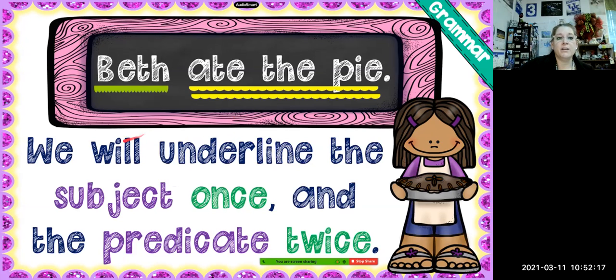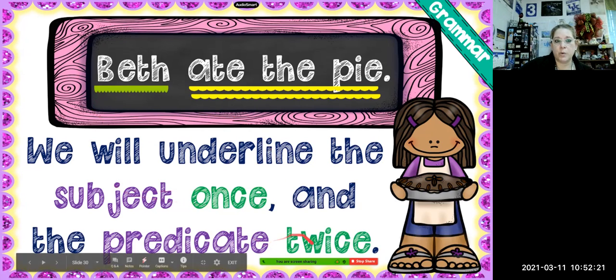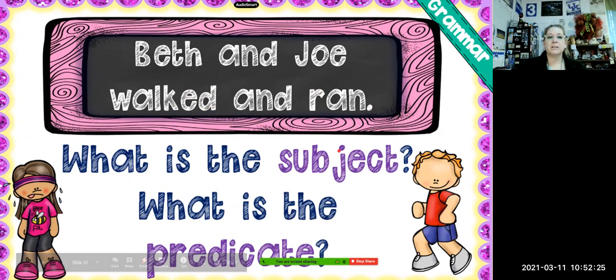So we're going to underline the subject one time, and we're going to underline the predicate twice. So Beth ate the pie. Let's look at this one. Beth and Joe walked and ran. What's the subject in this sentence?